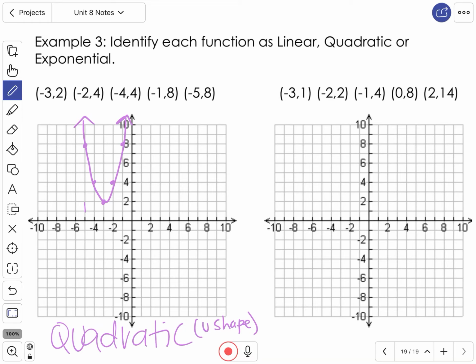Okay, let's graph the next one. -3, +1, -2, +2, -1, 4, 0, 8. And then if I were to graph this next one, it's going to be off my graph. It would be 2, 14. It would be super high up there. So it at first kind of looked like a linear, but when I connect these, they're shooting up super quickly, which is kind of like a J shape, which means we have an exponential. So that swoosh. And if it was linear, we didn't have that, but that should be just a line, a straight line.